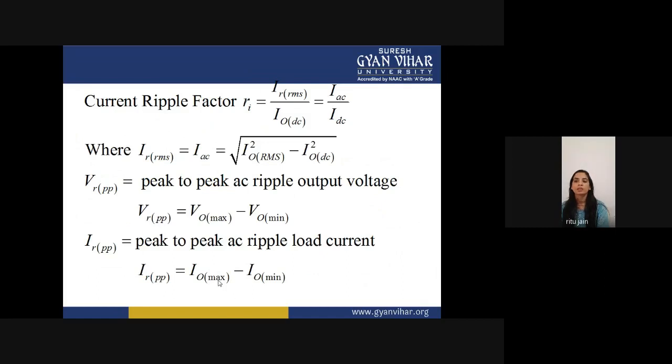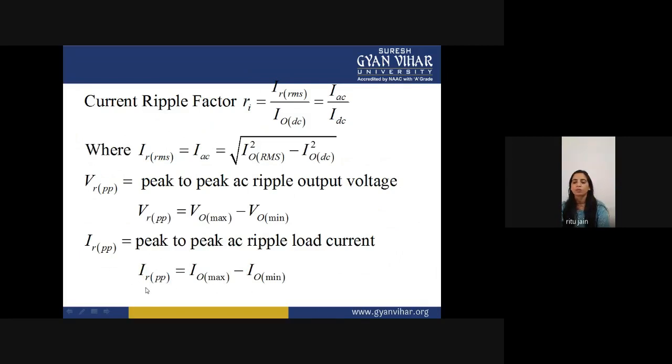Now consider the peak to peak AC ripple output voltage. You can write this formula: V R T P is equal to the peak to peak AC ripple output voltage. So V R T P is equal to V naught max minus V naught minimum. Similarly, I R is equal to the peak to peak AC ripple load current, with I naught maximum and I naught minimum.